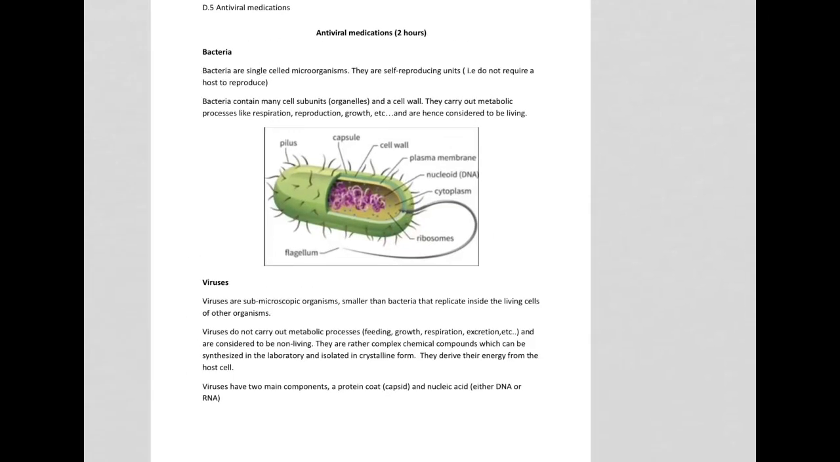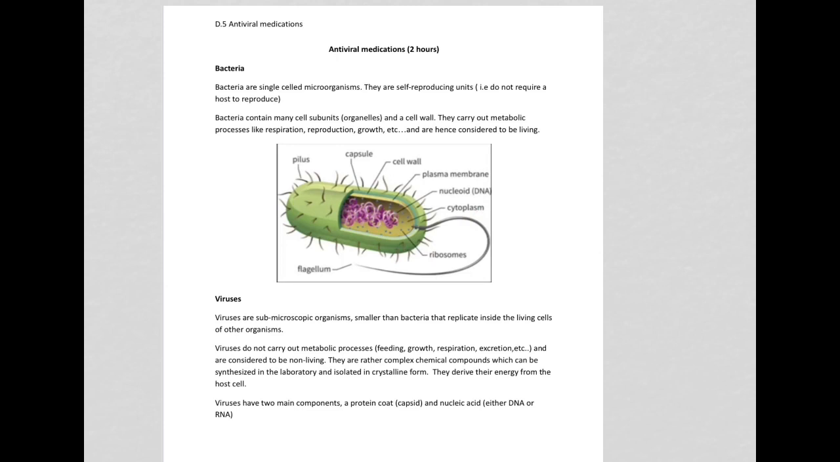Hi everyone, so we're looking at D.5, and in this topic we'll be looking at bacterial and viral infections and the difference between bacteria and viruses. So this is what a bacteria generally looks like, and bacteria are single-cell organisms. Bacteria are self-reproducing units. Here we use the term reproducing, and bacteria do not need a host cell to reproduce.